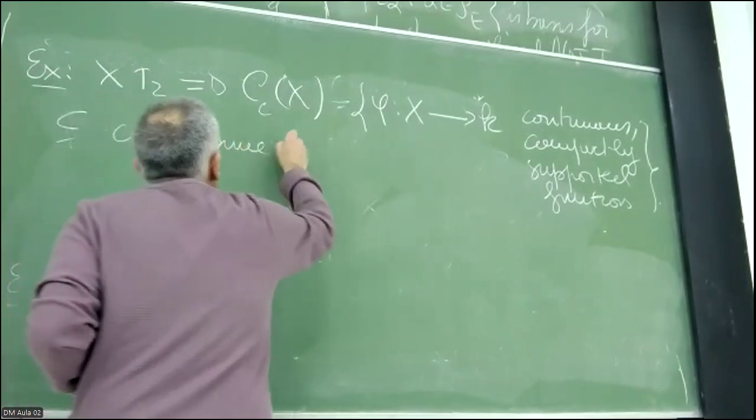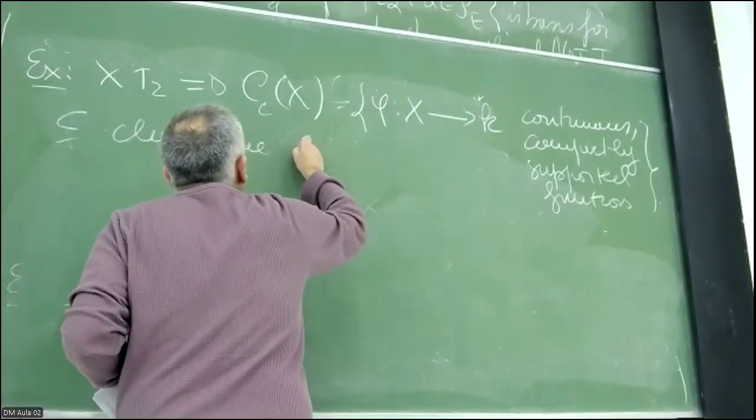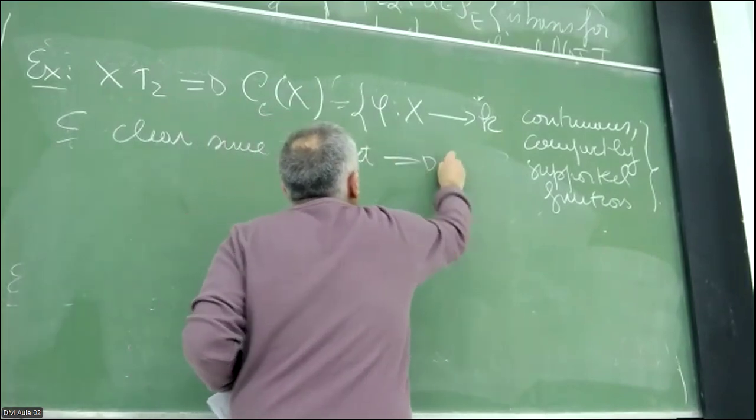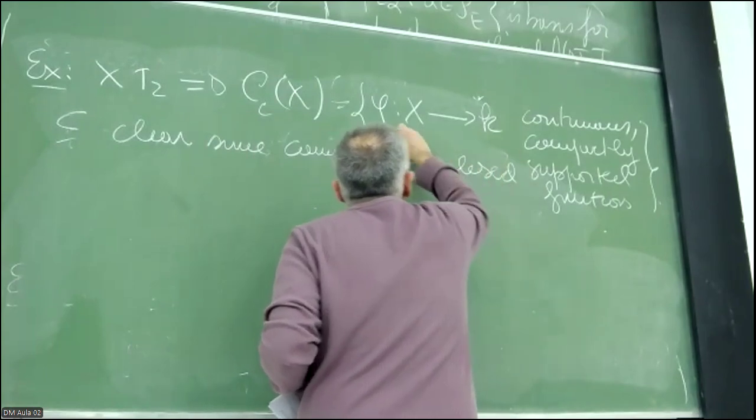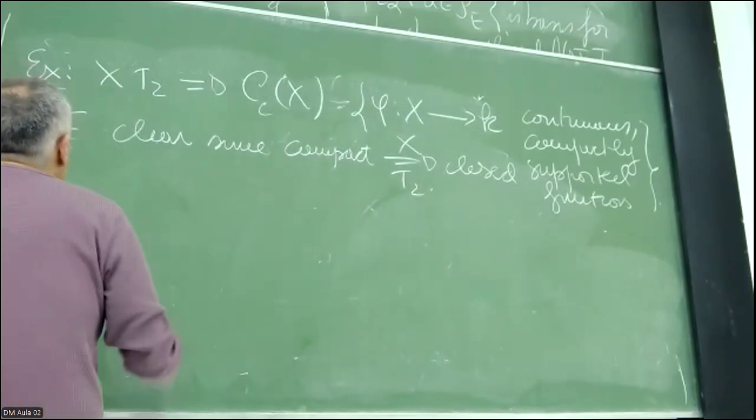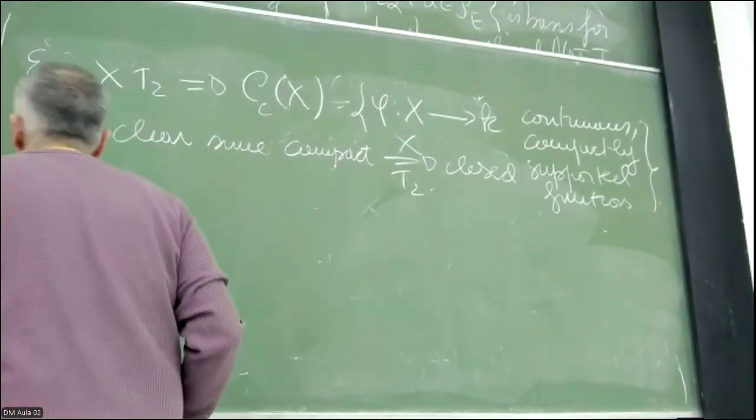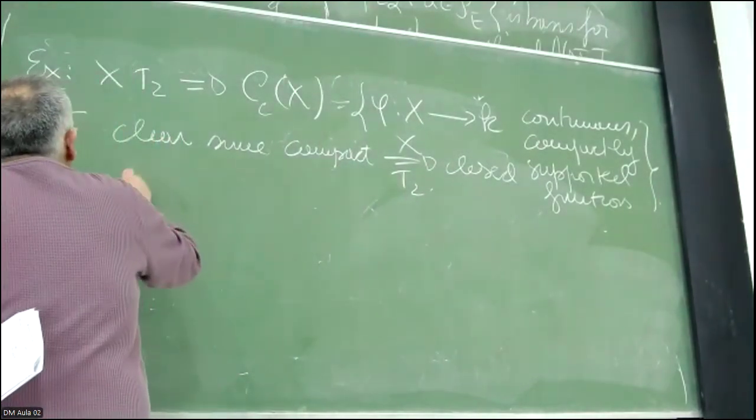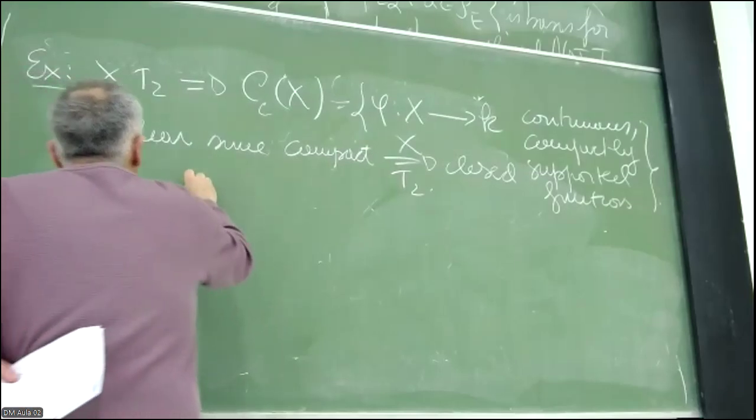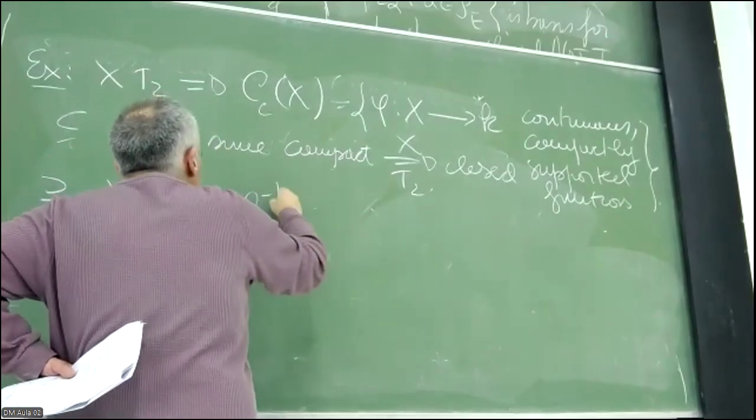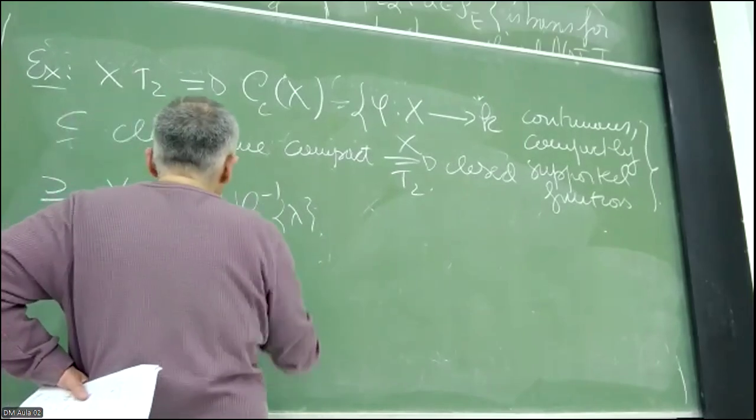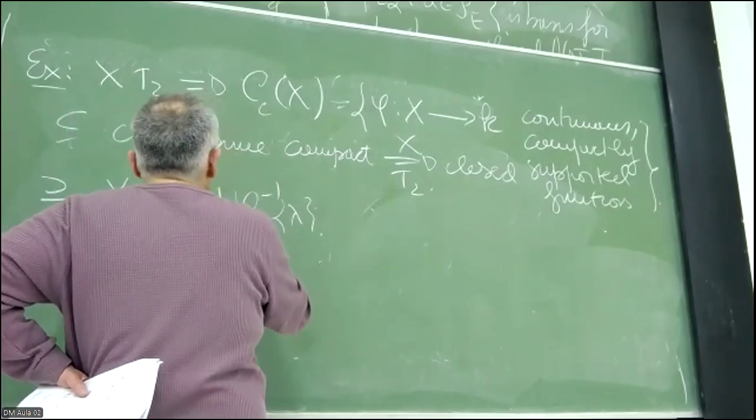Since compact is closed because X is assumed to be T2. For this inclusion, you can write the space X as the union of the inverse images of all the lambdas in K.